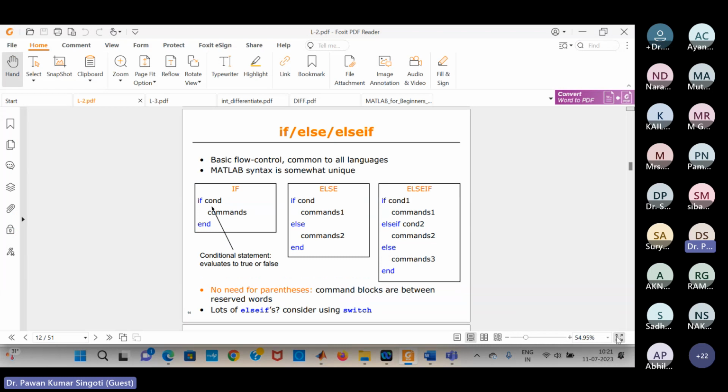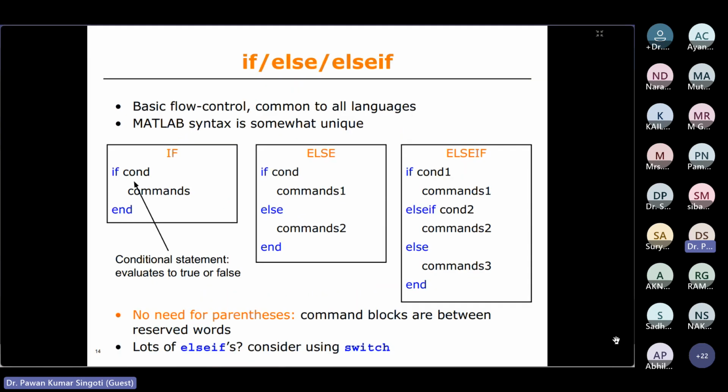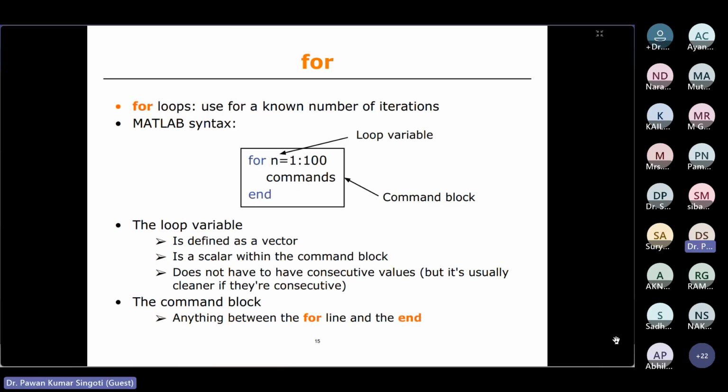If lots of if else loops are used, these are considered as a switch. These are small programs we can also incorporate in our research. For loop is there. The for loop is very commonly used for iterations, when the number of iterations is known.